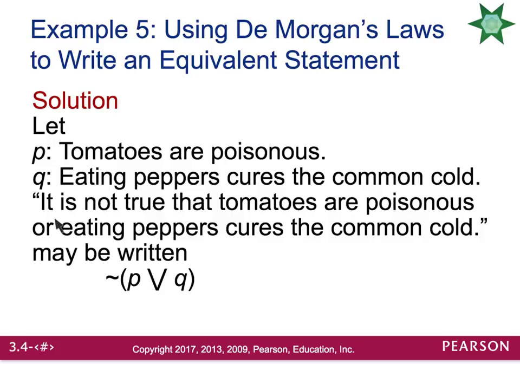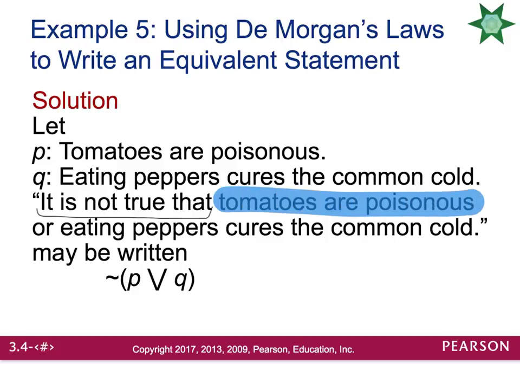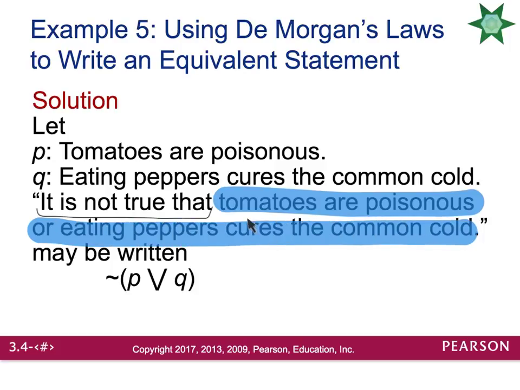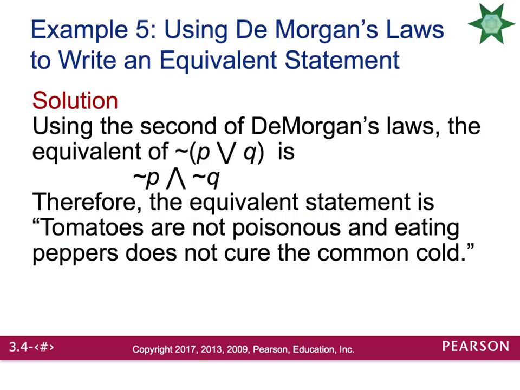Remember, "it is not true that" marks off the rest of the statement, so the statement behind it gets put in parentheses, and then we negate everything in front. So we have: tomatoes are poisonous or eating peppers cures the common cold. That's P or Q, based on how we defined them, and then we put parentheses and put the negation in front to take care of "it is not true that." When you see "it is not true that," it's negating everything after it, so we have to use parentheses. We can think of that as a grouping symbol that groups everything after it.